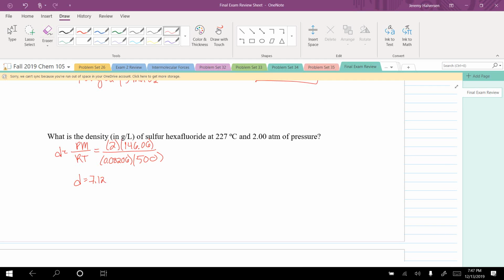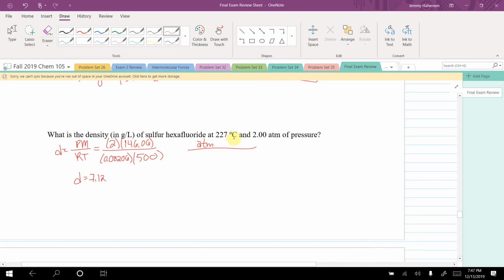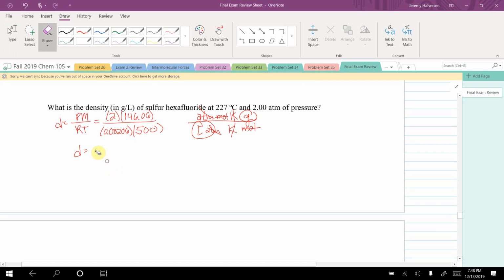So are the units correct? Do you want me to prove it? Okay. My pressure is in atmospheres, this 146 is in grams per mole, this 0.08206 is in liter atmospheres per mole K, and the temperature is in K. You guys kind of see what I did there? Yeah. Cancel, cancel, cancel, cancel, cancel, cancel, grams per liter. Sweet. Okay.